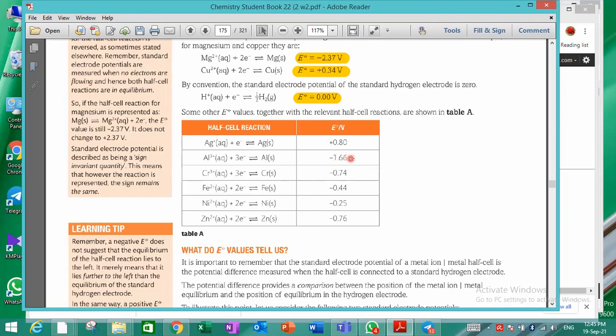Of course, the more negative the value, the more the metal would tend to go in the backward direction, or the equilibrium would favor the backward direction. And for the standard hydrogen electrode, the E naught value is always 0.